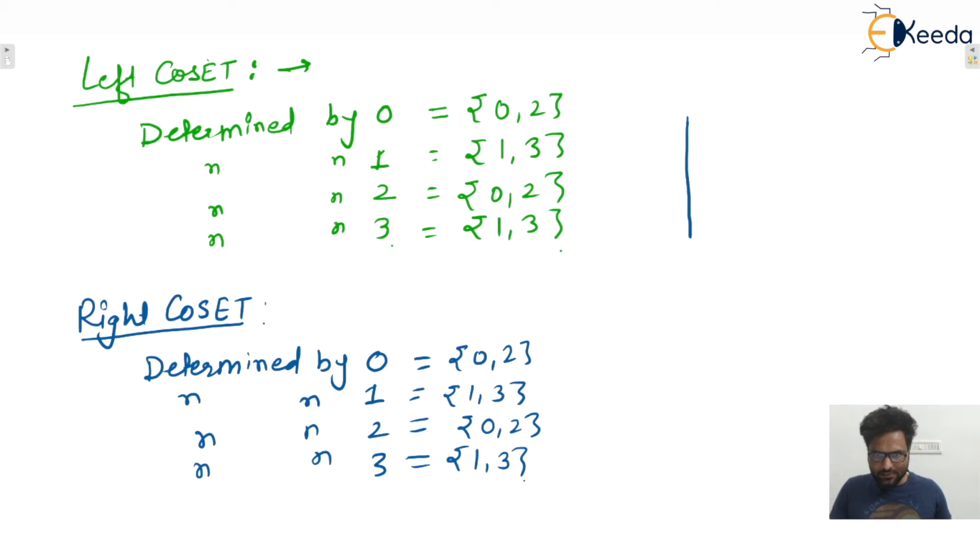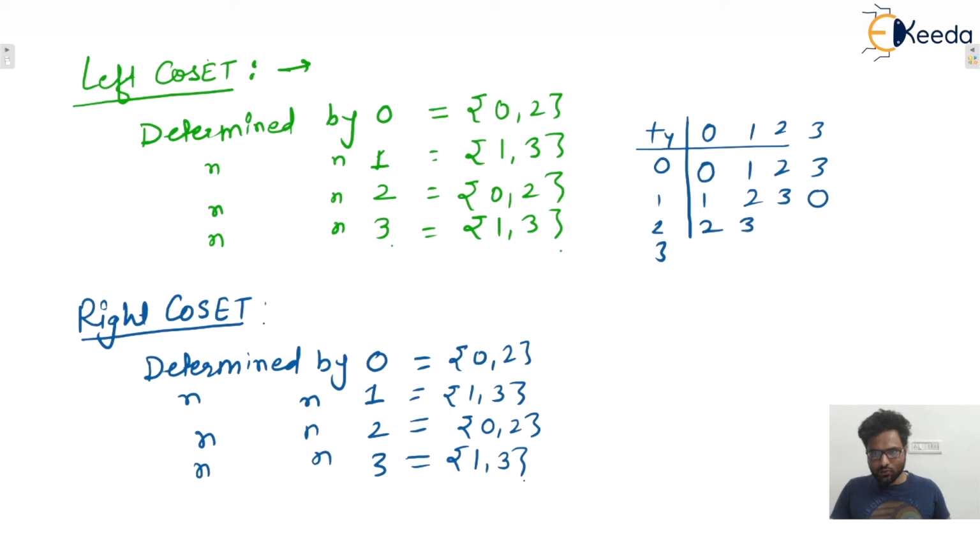Let's say this is the table of the given group: 0, 1, 2, 3 and 0, 1, 2, 3. This row is 0, 1, 2, 3. This is 1, 2, 3, 0. This is 2, 3, then 0, 1. Then this is 3, 0, 1, 2. That is the table, yes or no? So in the left coset, what will we see?